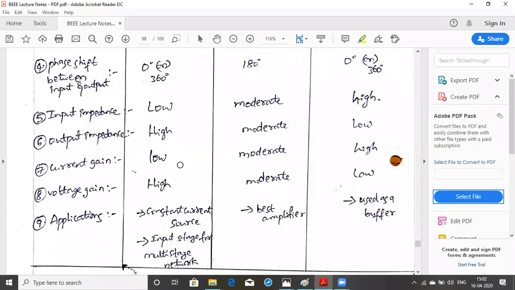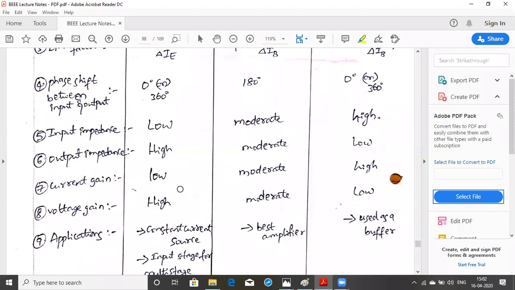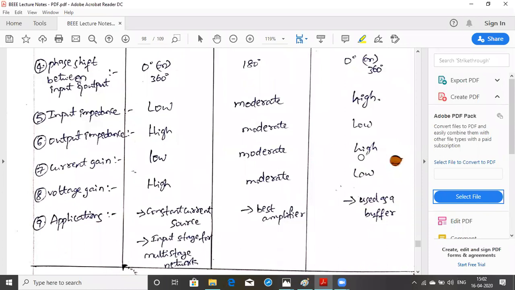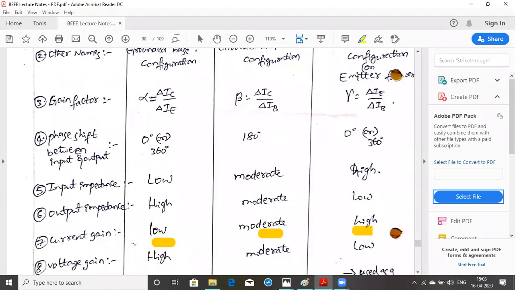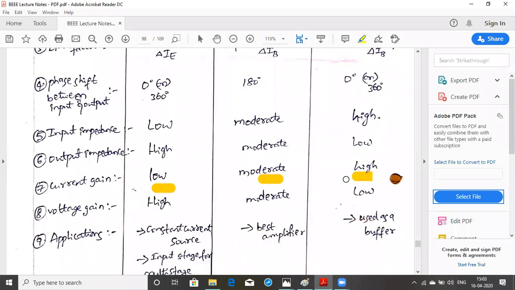Similarly, coming to the gain, that is alpha, beta, and gamma. We see this is a very high gain value. This is a moderate, and this is a low current gain value. High gain value means, as I have already told, approximately more than 1000, nearly 500 to 1000 like this. It is a very small value for alpha, which we are going to get approximately 0.9 to 1.